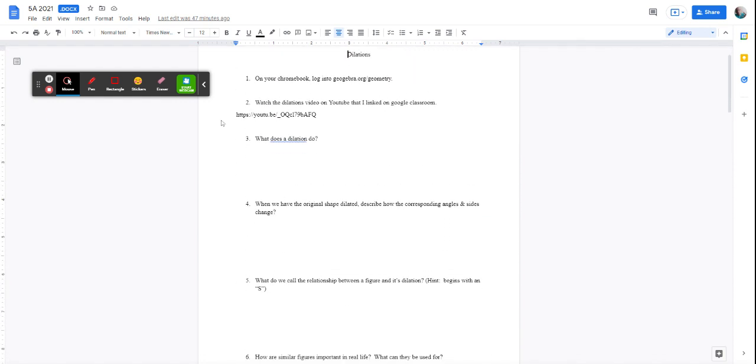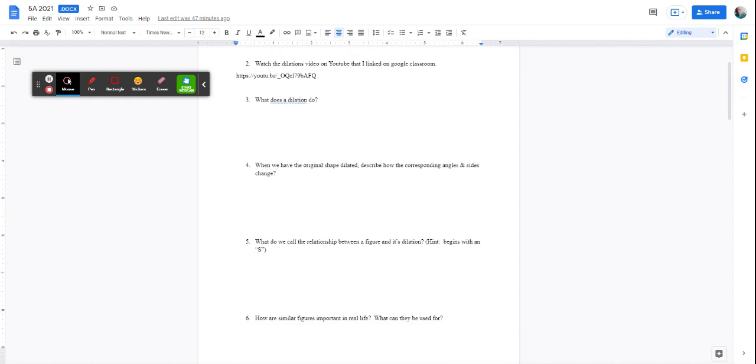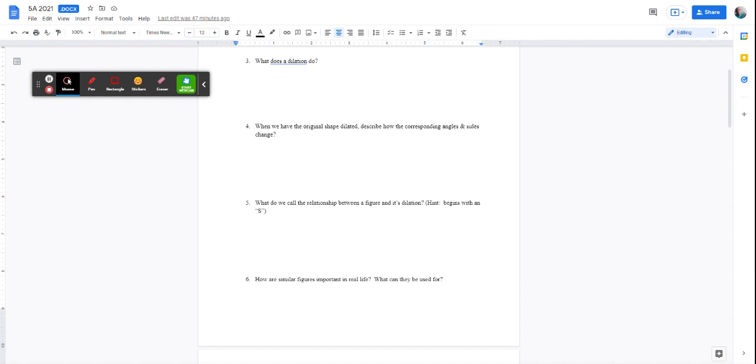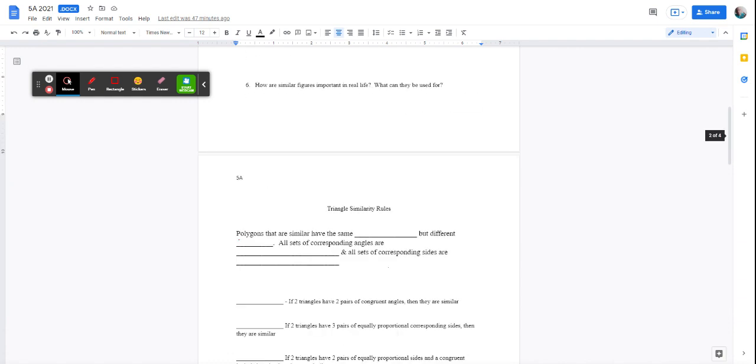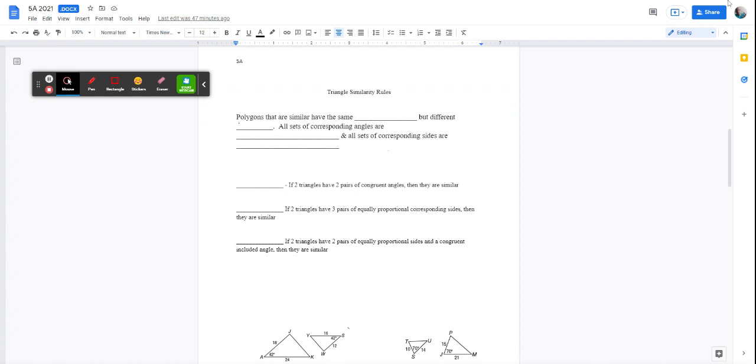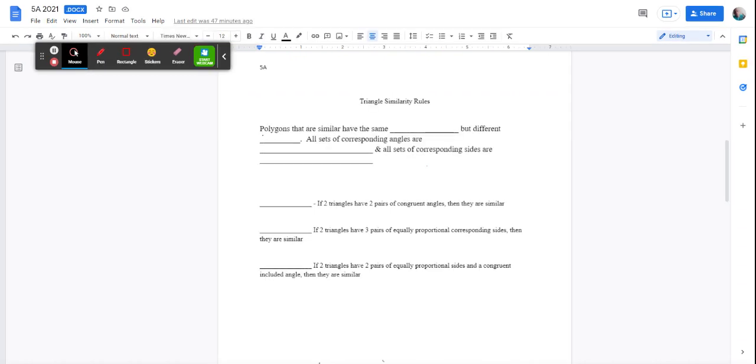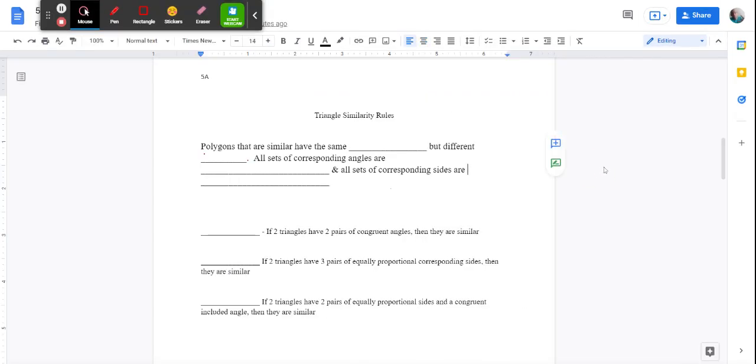So the first page here just talks about dilations a little bit, which we kind of talked about back in Unit 2. There's a YouTube video here that I made last year that I'll link for you guys on Classroom as well, just to refamiliarize yourself with dilations if we haven't done that already. But I want to jump down here to get these notes in for rules for triangle similarity. That way we can just have these notes down and be ready to go.